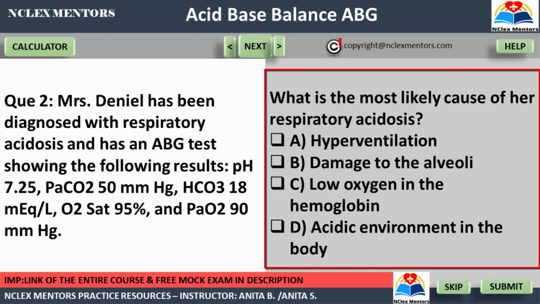The question is, what is the most likely cause of her respiratory acidosis? The options for this question given on the screen are Option A, hyperventilation. Option B, damage to the alveoli. Option C, low oxygen in the hemoglobin. Option D, acidic environment in the body. I will give you some time to go through the question and the options.